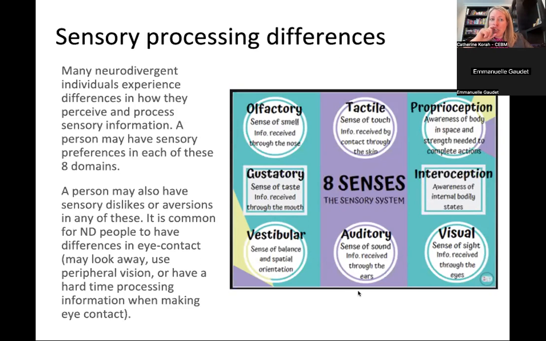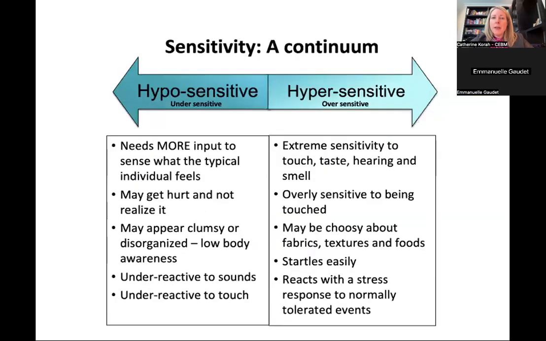The other thing I should mention is that not only are there differences in the way information is processed, but there's also a continuum from hyposensitive to hypersensitive. A hyposensitive individual needs more input in order to feel. I don't know if you've ever noticed that some students tend to bump into other students when they're in line, or they're very tactile and they're in people's bubbles. These are individuals who sometimes require additional stimuli because they are hyposensitive.